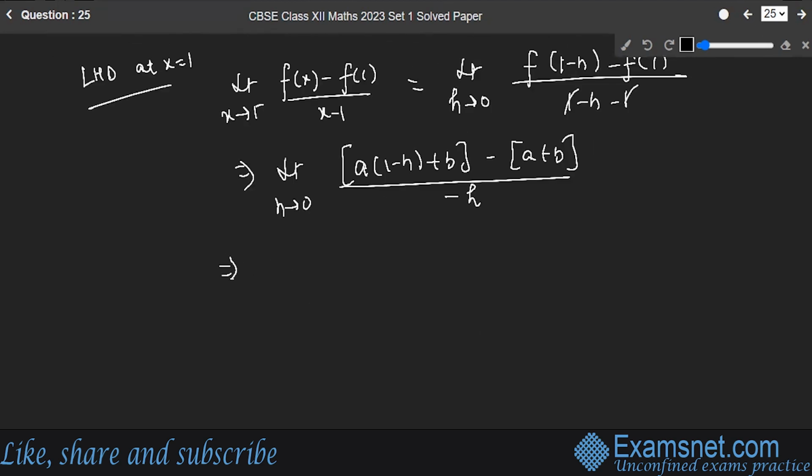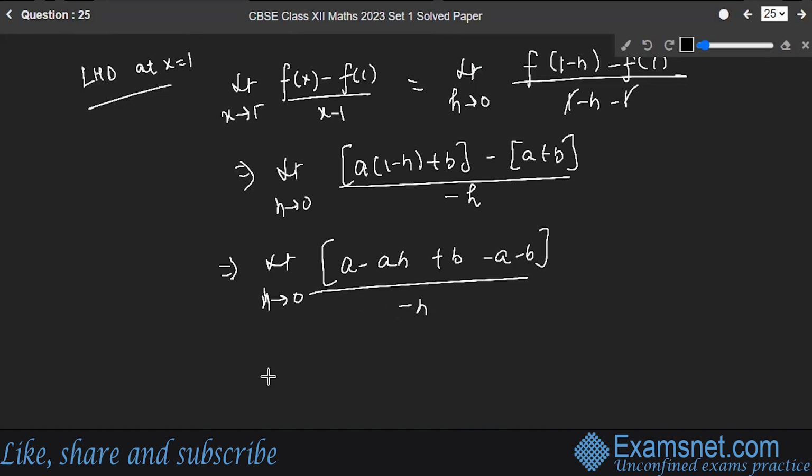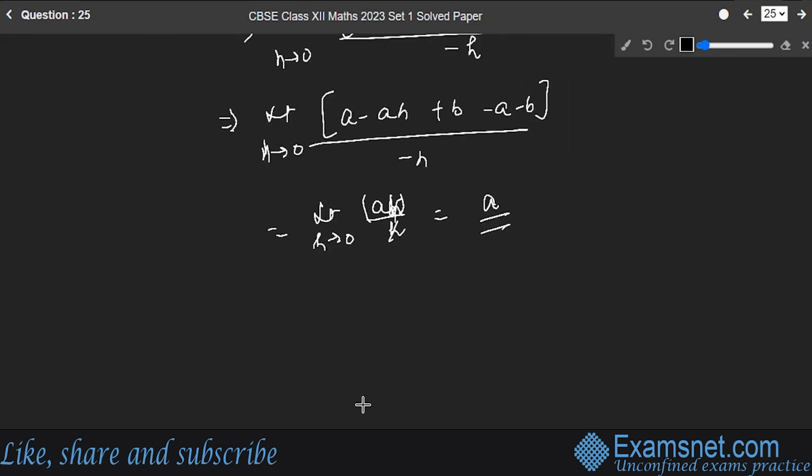That is equal to limit h approaching 0, a minus ah plus b minus a minus b, whole divided by minus h, which makes it limit h approaching 0, ah upon h. Yeah. So h will cancel and you will have a over here. So this is the left-hand derivative. Let's find out the right-hand derivative at x is equal to 1.